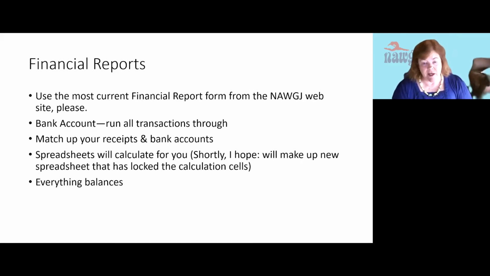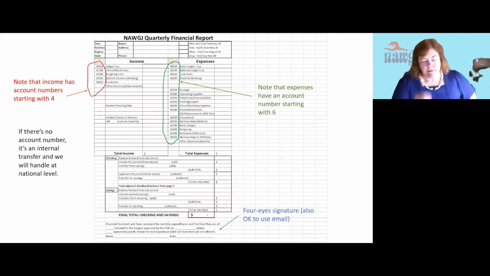Run all your transactions through a bank account. Match up your receipts and bank accounts. This financial report is actually a spreadsheet, and it will calculate for you. But what some folks are doing is overriding the calculation cells. So what I want to do shortly, I hope, is just put up a spreadsheet. It'll be that form, but lock the calculation cells so you can't write over it, and then make sure everything balances.